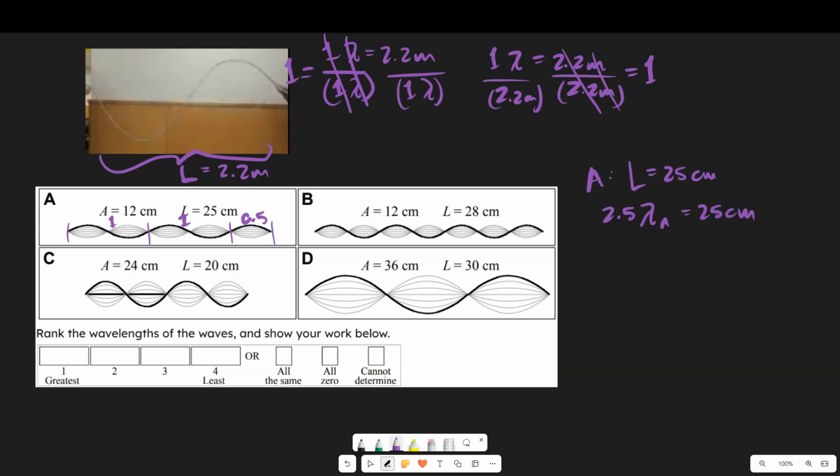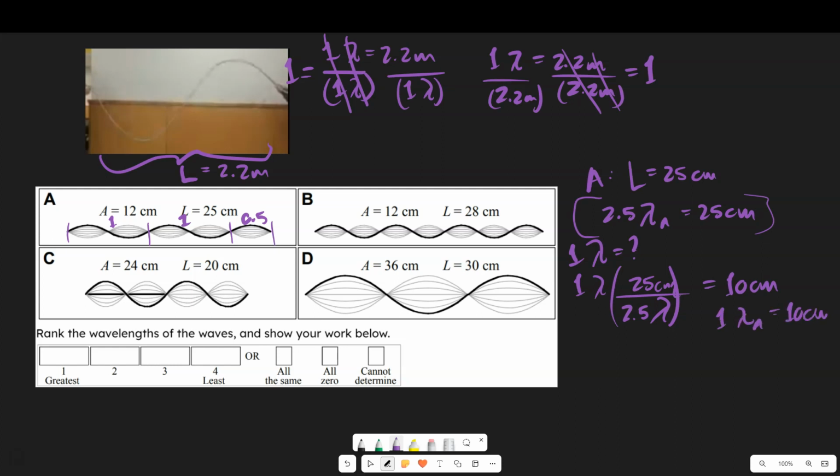Now we want to convert. The question is, what is 1 lambda equal to? So we could say, well, 1 lambda times, and we're going to multiply by a fraction. This is like dimensional analysis. Down below here, you want to get a lambda to cancel out. And if I'm looking at this equivalency that I'll put in brackets right here, the 2.5 is going to go with the lambda, and the 25 centimeters is going to go up top in the numerator. What does that leave us? That leaves us 10 centimeters. In other words, one wavelength for A is equal to 10 centimeters.